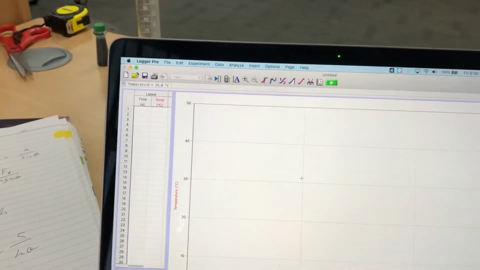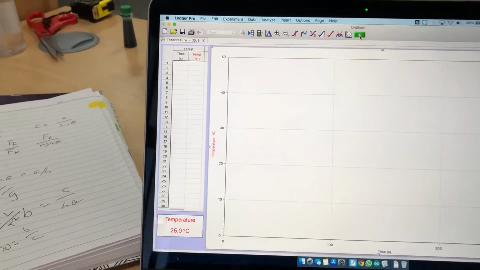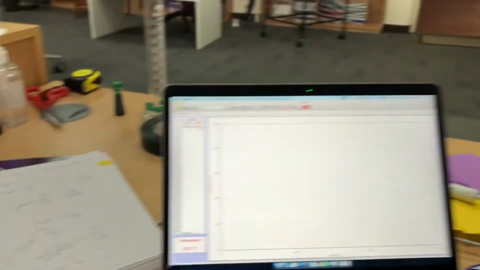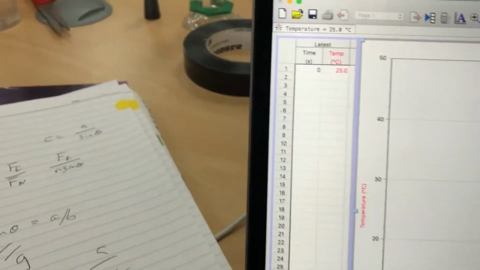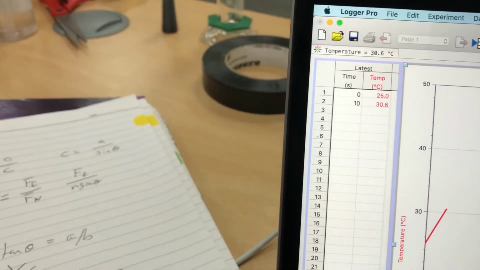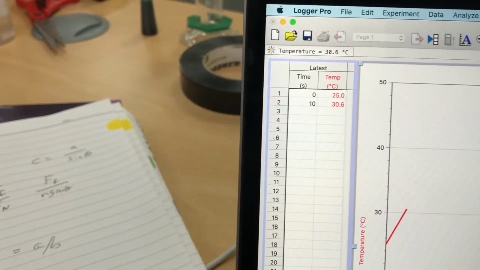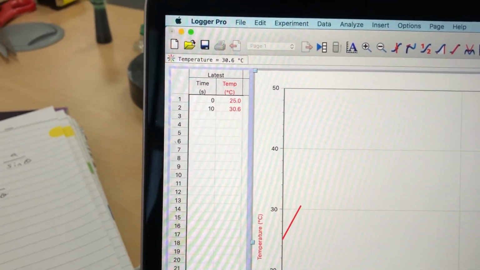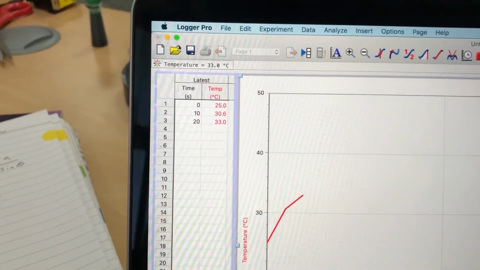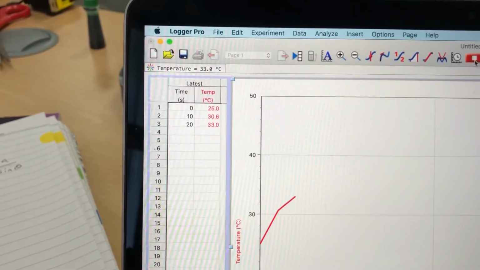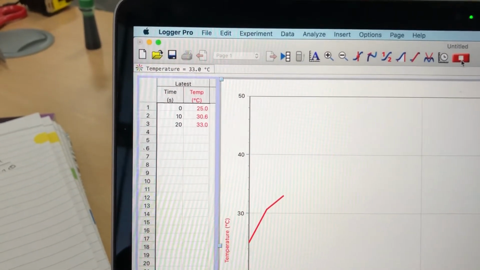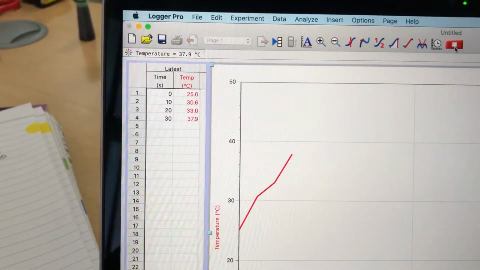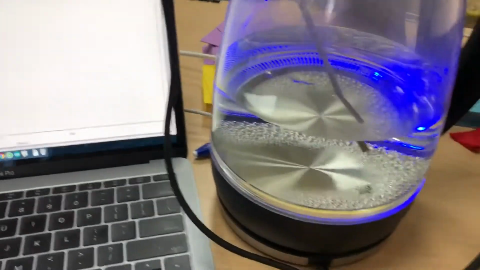And then over here, I'm going to start collecting data. And we're going to collect data every 10 seconds. And you'll be able to start to see that data coming in, hopefully. Right there. As it comes in every 10 seconds or so. And we're going to continue to do this for a while. You can see that this is a pretty effective kettle.